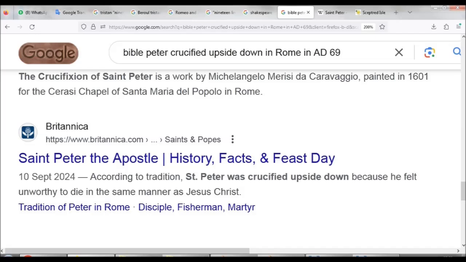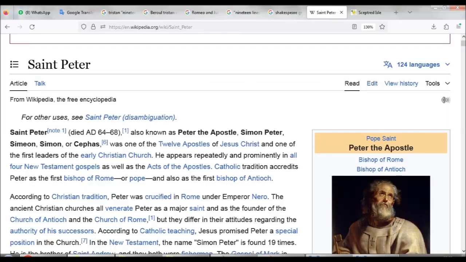So the thing is, it becomes a joke. In case people are wondering who he was, they say he was one of the apostles, all the followers of Christ and all these things, blah, blah. Now you could read the first sentence. Saint Peter, also known as Peter the Apostle, Simon Peter.